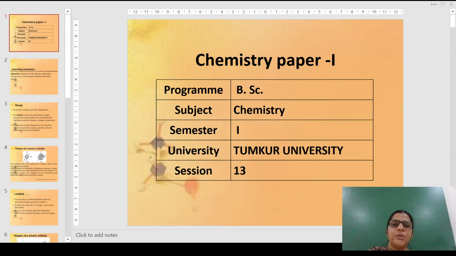Nodal planes are the regions around the atomic nucleus where the likelihood of finding the electrons is 0. If we draw a plane in either a p orbital or a d orbital, and there is a plane which is passing through a point where the possibility of finding the electrons is 0, such planes are known as nodal planes. Coordinates of these planes are found by solving the Schrodinger wave equation. So the Schrodinger wave equation gives us the solutions for the coordinates.